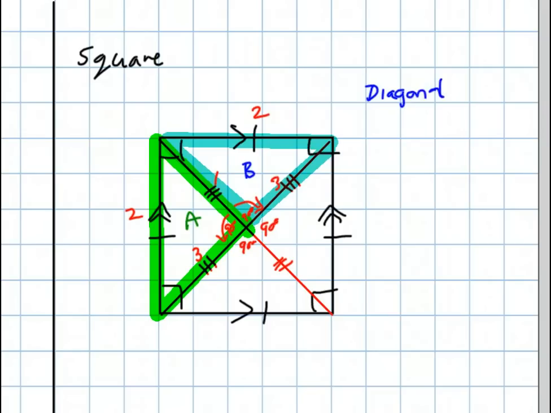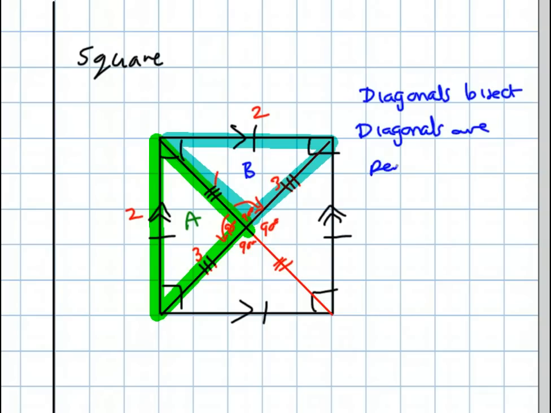Oh, my handwriting's getting bad, isn't it? Bisect. Diagonals cut each other at 90 degrees. In other words, they are perpendicular. And as with a rectangle, diagonals are equal length.